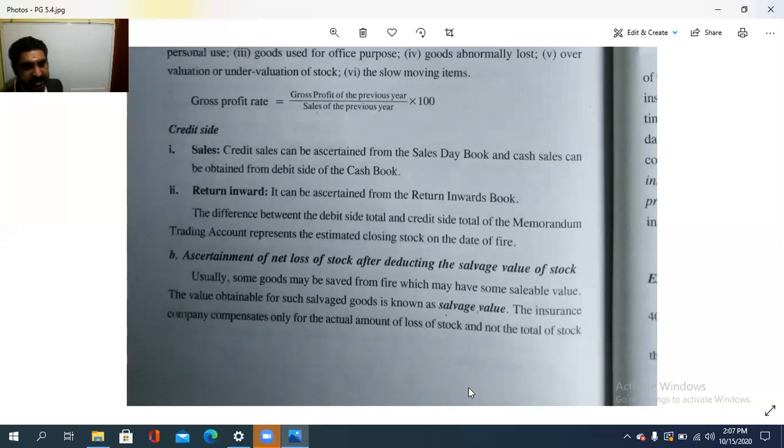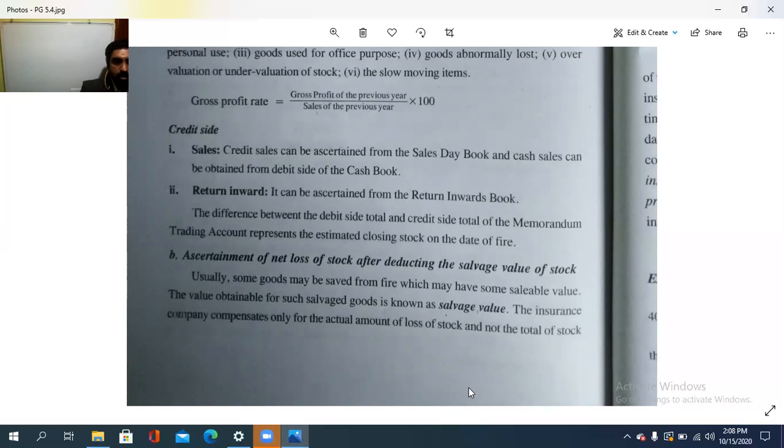Then ascertainment of the net loss. Second point, ascertainment of the net loss of stock after deducting the salvage value of the stock. How it is to be. Usually, some goods may be saved from fire, which may have some saleable value. അല്ലെ, ചിലത് തീ പിടിക്കുന്നതിന് നമ്മൾ രക്ഷിക്കാൻ പറ്റി, അതിന് ചില സെയിലബിൾ വാല്യൂ ഉണ്ട്. അതാണ് ഈ സാൽവേജ് വാല്യൂ എന്ന് പറയുന്നത്. അതായത് സെക്കൻഡ് ഹാൻഡ് ഗുഡ്സ് ഉള്ള രീതിയിൽ പിന്നെ നമുക്ക് അത് കൊടുക്കാനേ പറ്റുള്ളൂ. The value obtained for such salvage goods is known as salvage value.